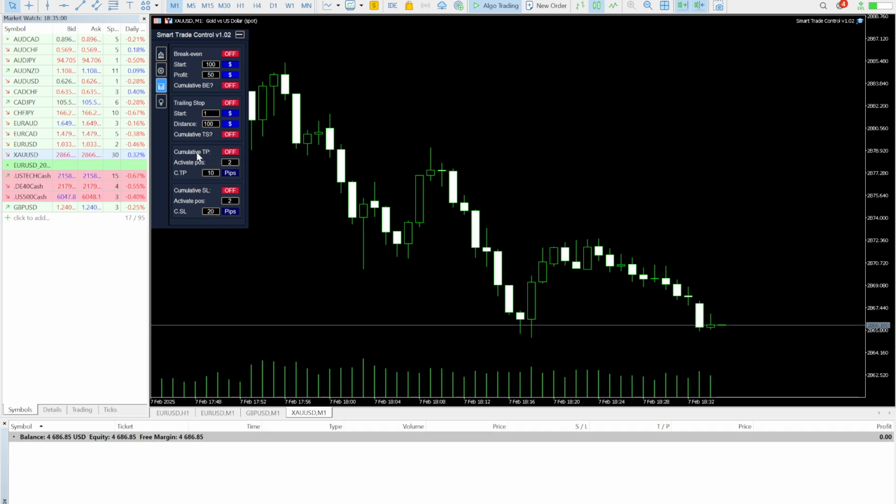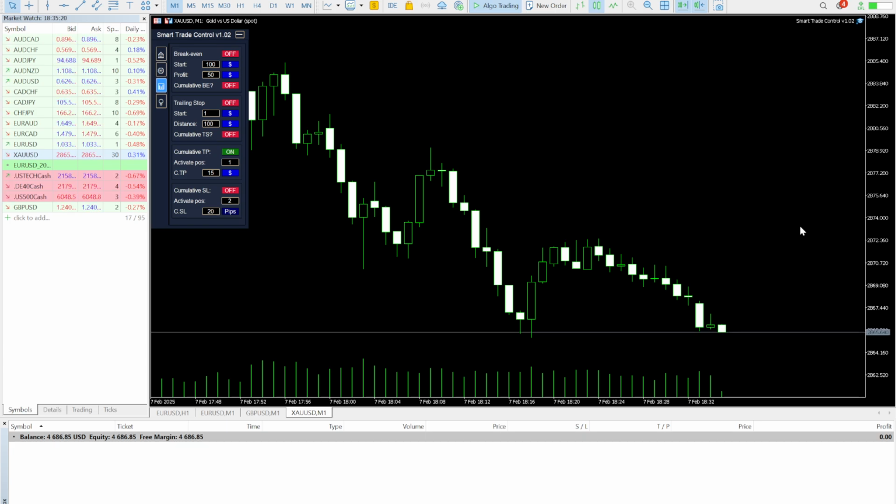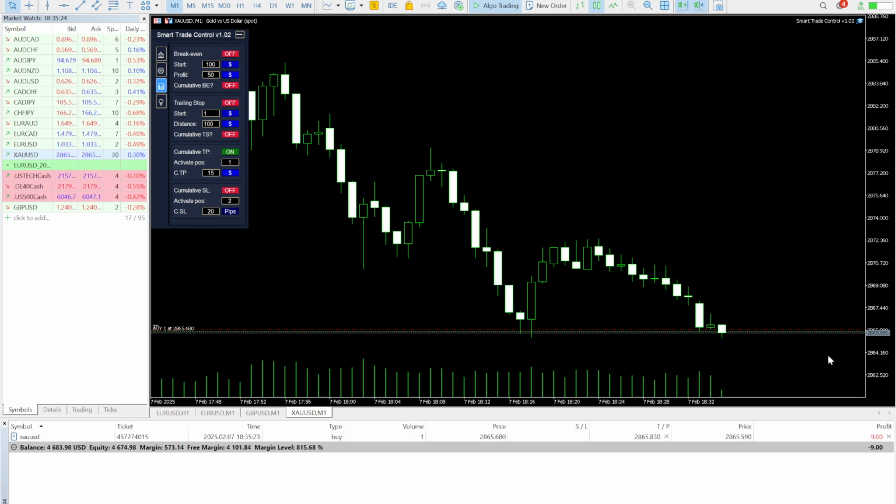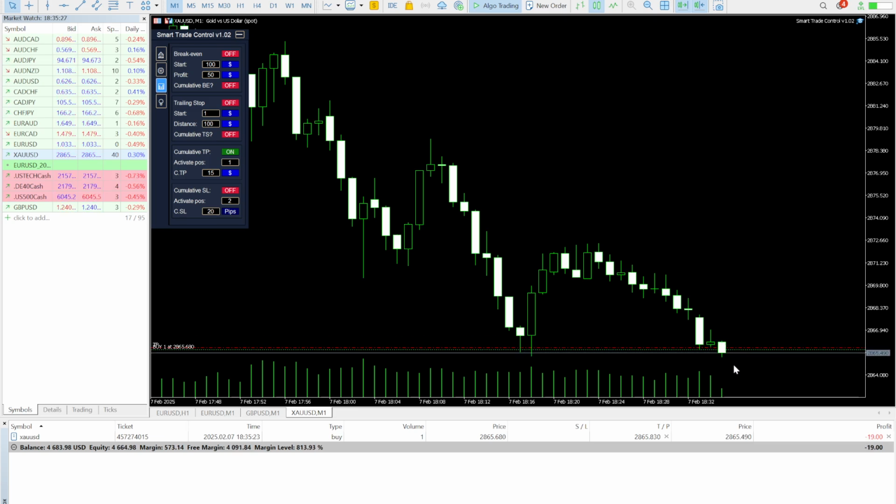Then we have cumulative take profit and cumulative stop loss. This is very handy when you are sort of scalping, grid trading maybe. If I put this to on, let's say I want to lock in every time I win $15. Let's see, I think price could potentially break this low, but it has a low, so I'm just gonna enter long there. If price now goes further down, I'm gonna add another buy position.